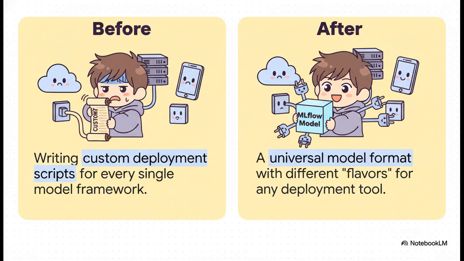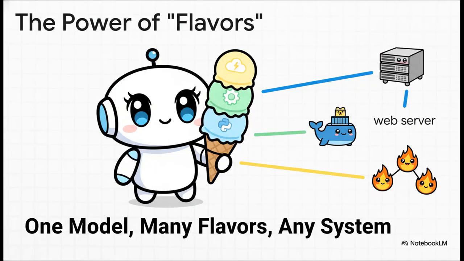Well, instead of that nightmare, MLflow gives you a standard, universal format that works for pretty much any model you can build. And the magic ingredient here is a really clever concept that MLflow calls flavors. The best way to think about it is like a universal adapter for your model. So a single model can have multiple flavors at once, like a scikit-learn flavor, a PyTorch flavor, and maybe a generic Python one. And what does that mean for you? It means you can deploy that same model to a web server, to Docker, or to a Spark cluster, all without changing any code. It makes your models unbelievably portable.